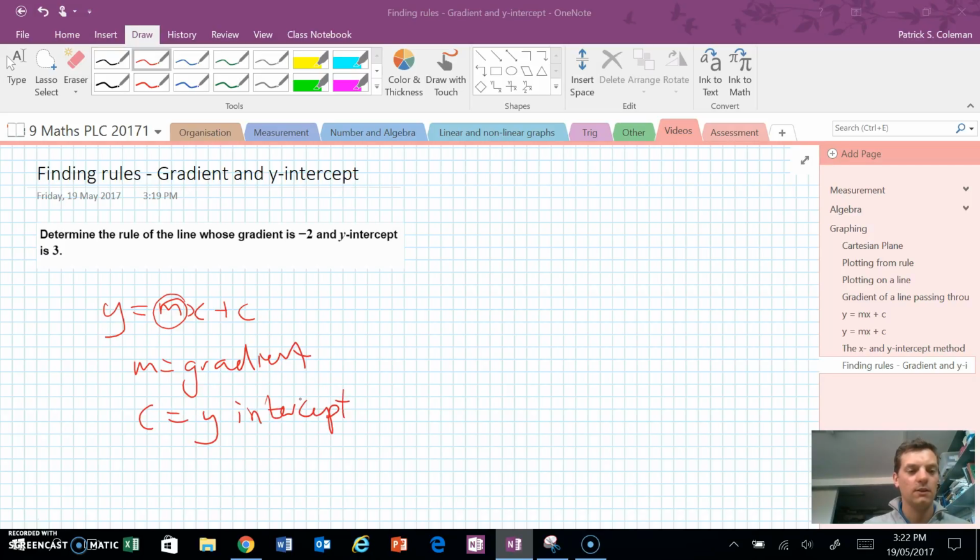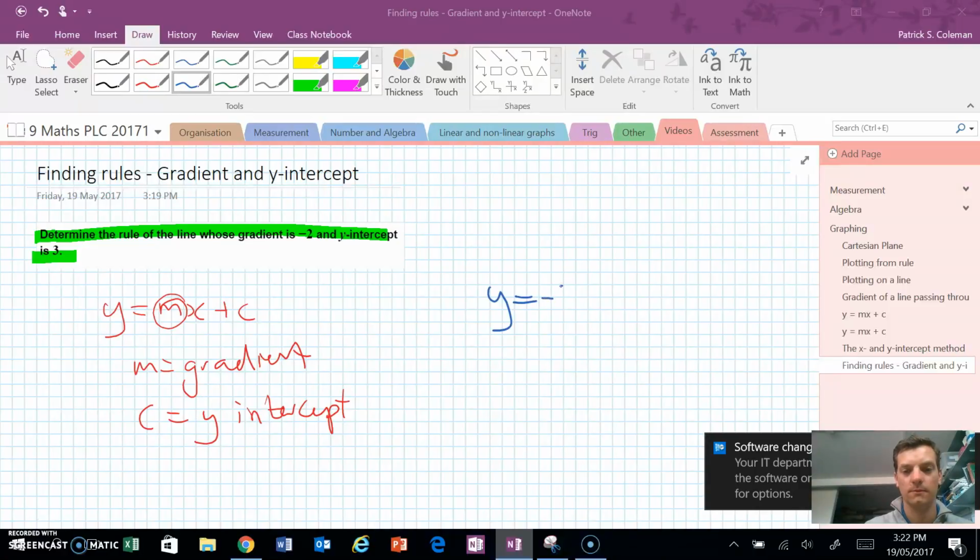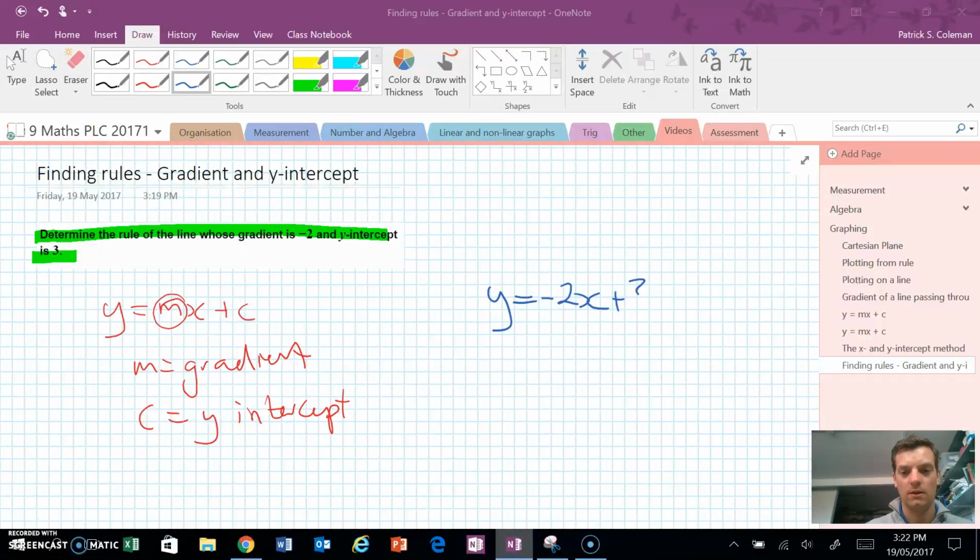So knowing these two things and the example we have here, we're going to find the rule that would relate to that example. So first thing we're going to be able to do here is plug in the gradient. So y equals, our gradient is -2 and the y-intercept is 3. It's that simple, so pretty easy.